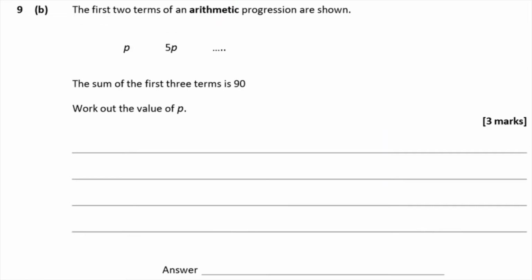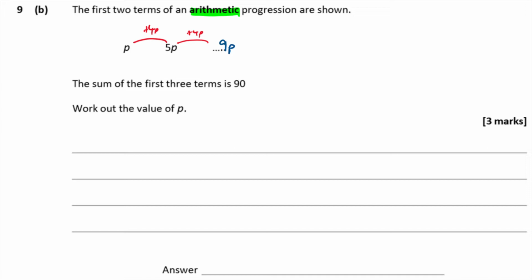In part B, we are given the first two terms of an arithmetic progression this time, and we're told that the sum of the first three terms is 90. Work out the value of p. Now the common difference here, what do I have to add on to p to get 5p? I'm adding on 4p here, aren't I? Okay, and then if I add on another 4p here, 5p add 4p is going to give me 9p.